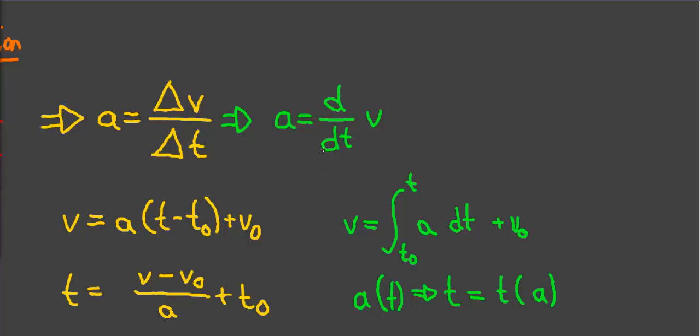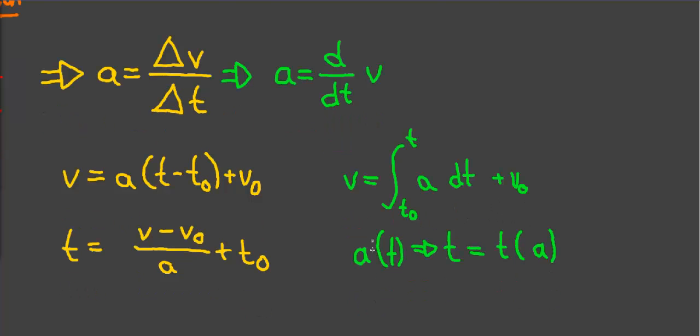So let's look at the last definition. That is, A is the derivative with respect to time of V, and V is the integral of A with respect to time from T0 to T plus the V0 again. And if we want to once again have the time, we can take the function A of T is equal to something with a T, and take the T out of it and get T is equal to some function of A. Of course we could do the same with V, and of course we could do the same with X of T.